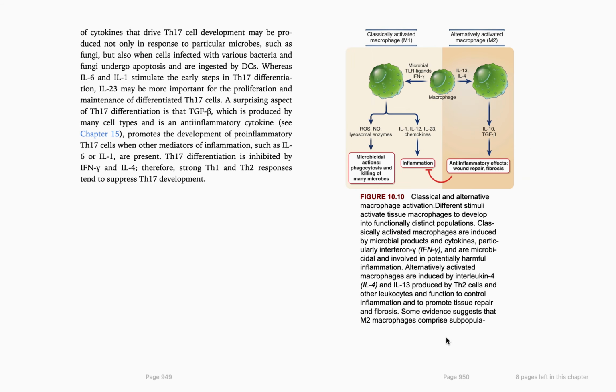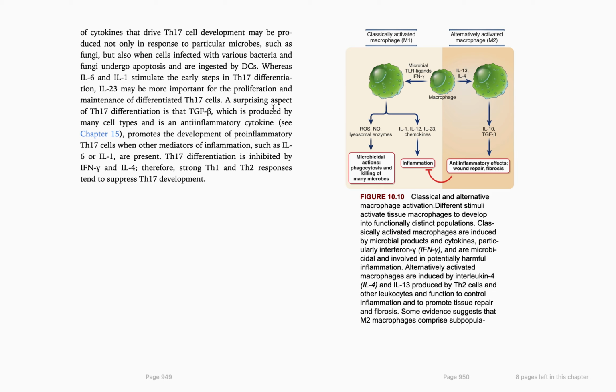The combination of cytokines that drive T helper 17 cell development may be produced not only in response to particular microbes such as fungi, but also when cells infected with various bacteria and fungi undergo apoptosis and are ingested by the dendritic cell. Whereas interleukin 6 and interleukin 1 stimulate the early step in T helper 17 differentiation, interleukin 23 may be more important for proliferation and maintenance of differentiated T helper 17 cells.